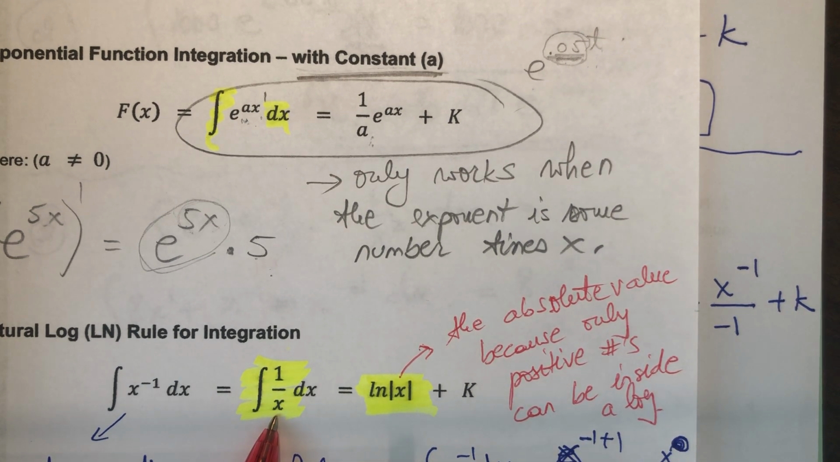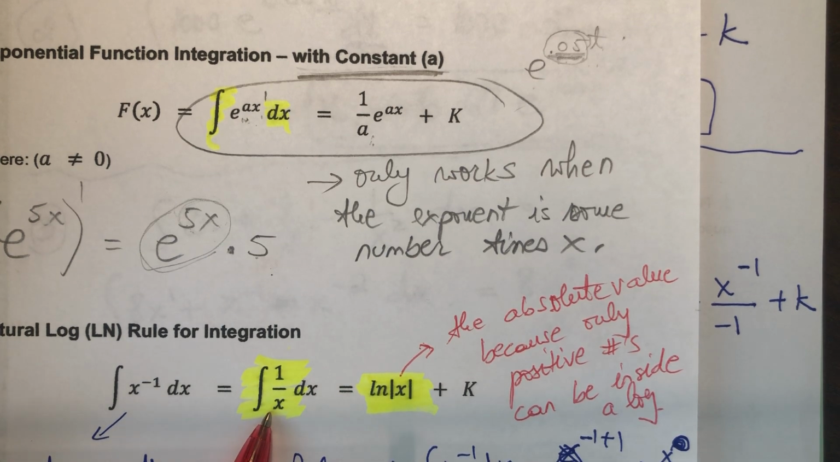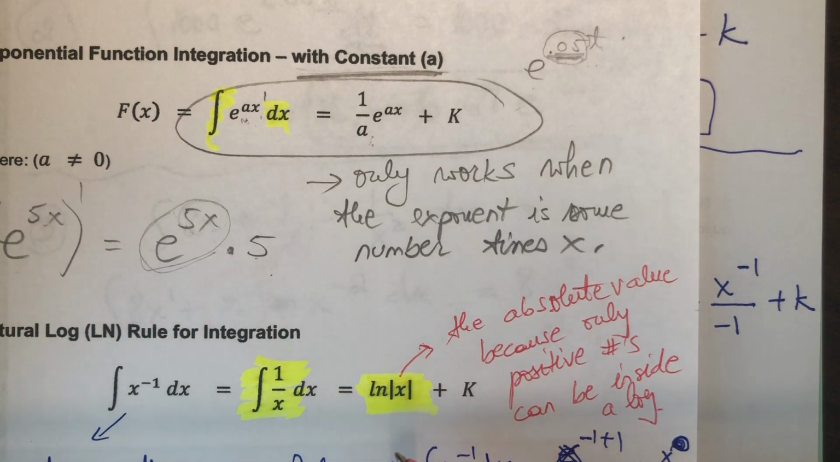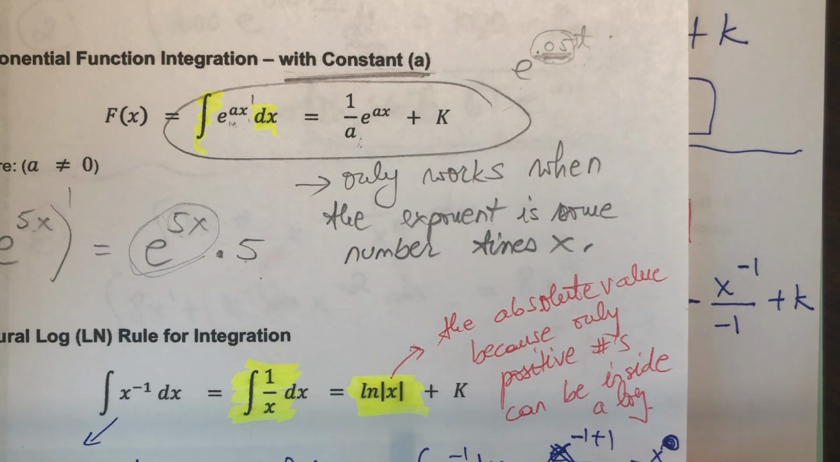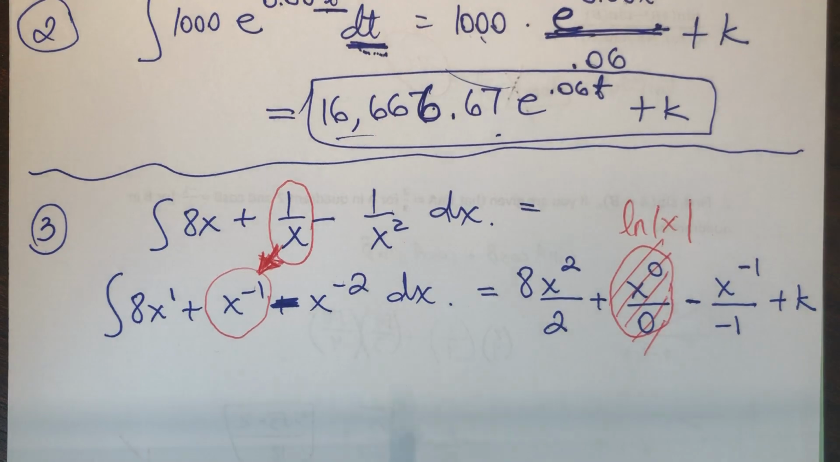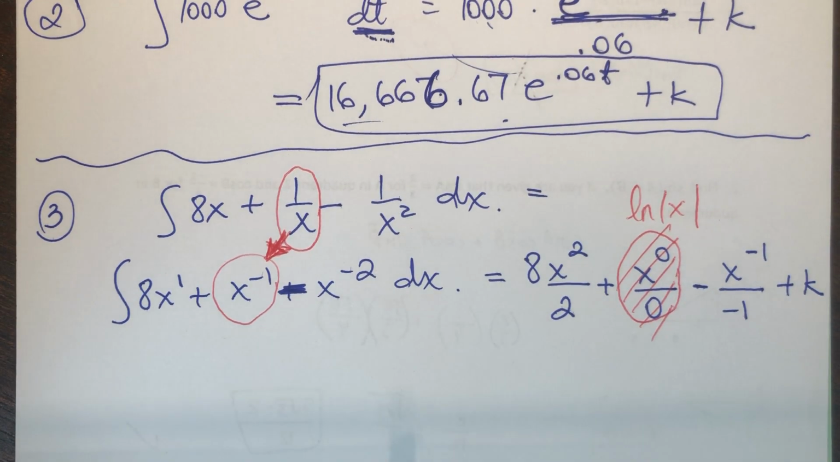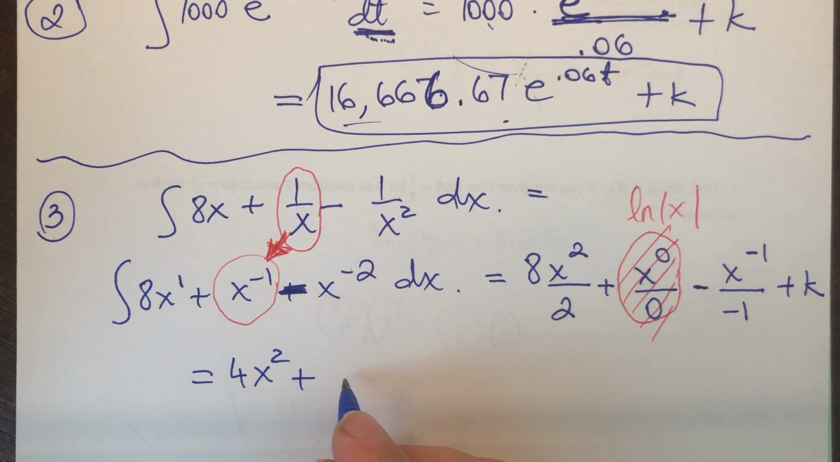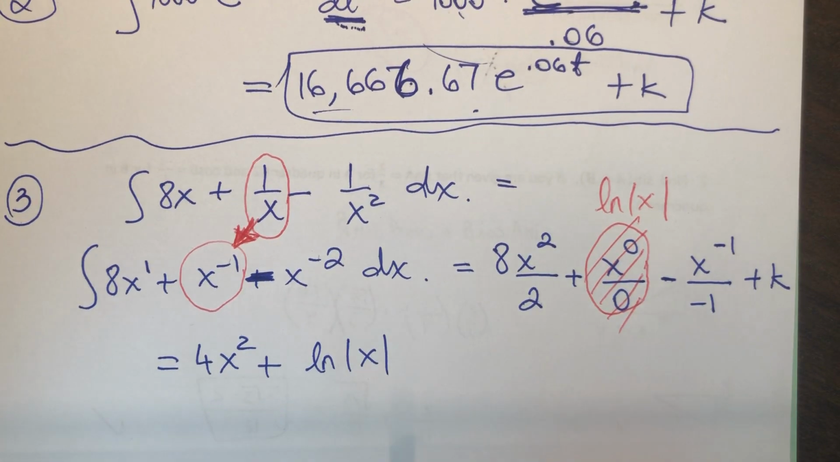We know x is not 0 because you can't have a 0 inside the log either. And we know x is not 0 because we have a 1 over x. So from the beginning, that simply means x better not be 0, yes? And then, as I said, we also need to make sure that we're putting positive numbers inside. Okay, so this is our answer. Our answer is 4x squared plus ln of the absolute value of x. Don't forget the absolute value.